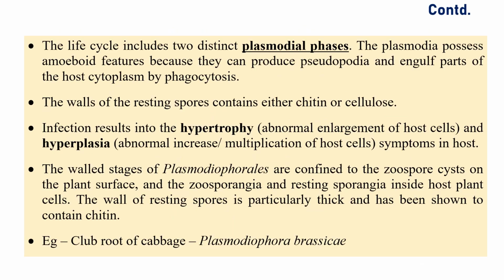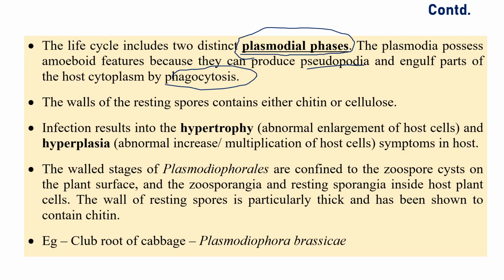In the life cycle, generally two distinct phases of plasmodium can be observed. As I told you, a multinucleate mass of protoplasm is known as plasmodium. So two distinct plasmodial stages can be observed. Generally this plasmodium possesses amoeboid features and can produce pseudopodia, which will be explained in detail in later slides, like in Acrasiomycota and Dictyosteliomycota, that engulf host cytoplasm by phagocytosis. So these are the two distinct phases we can observe in this life cycle.